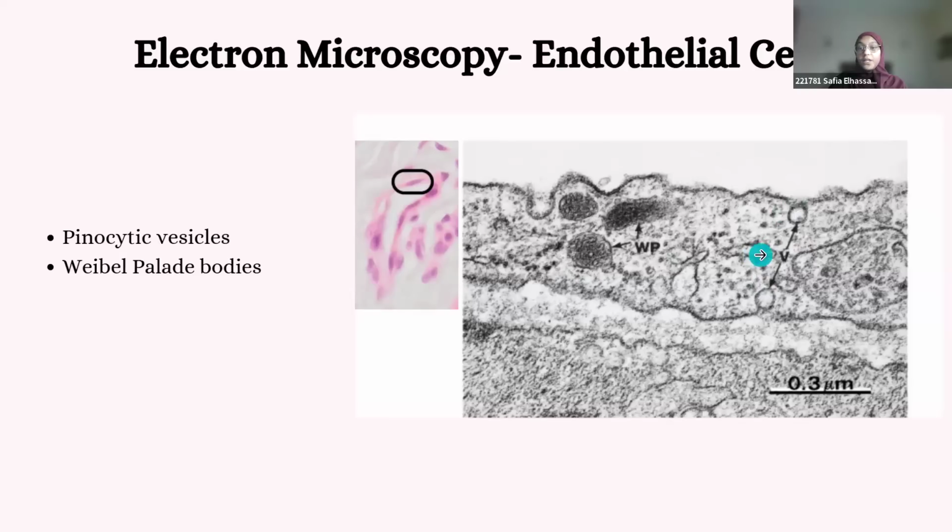It's labeled with V. These vesicles are basically responsible for transporting molecules within the cell and throughout the cell. So these are for molecules that are a little bit too big to travel through simple diffusion. They go through these vesicles. The other thing that you can see is these Weibel-Palade bodies, and the function of them is basically storage granules.